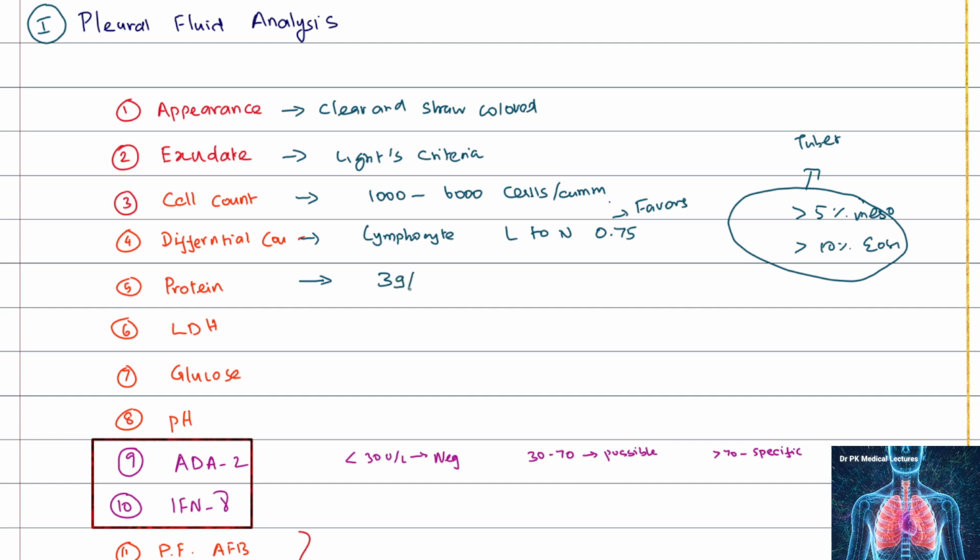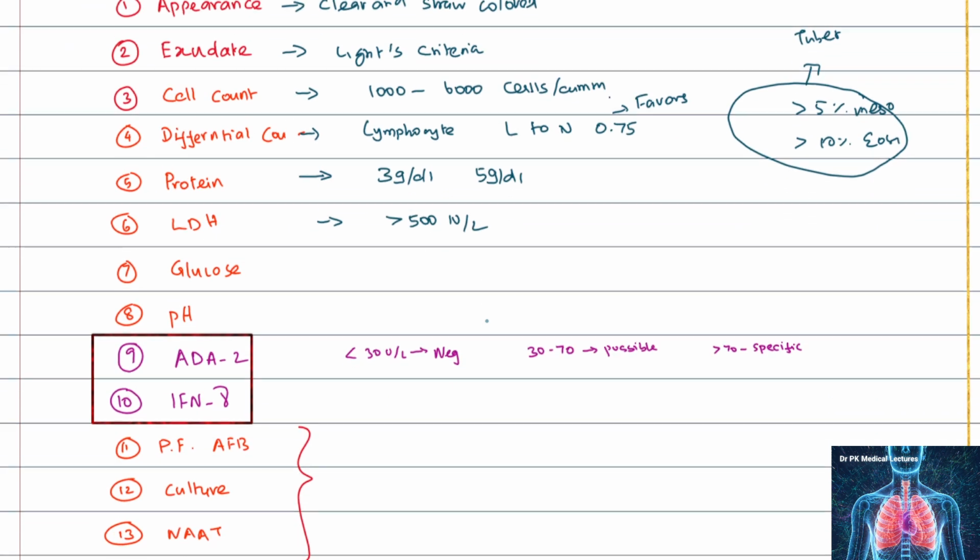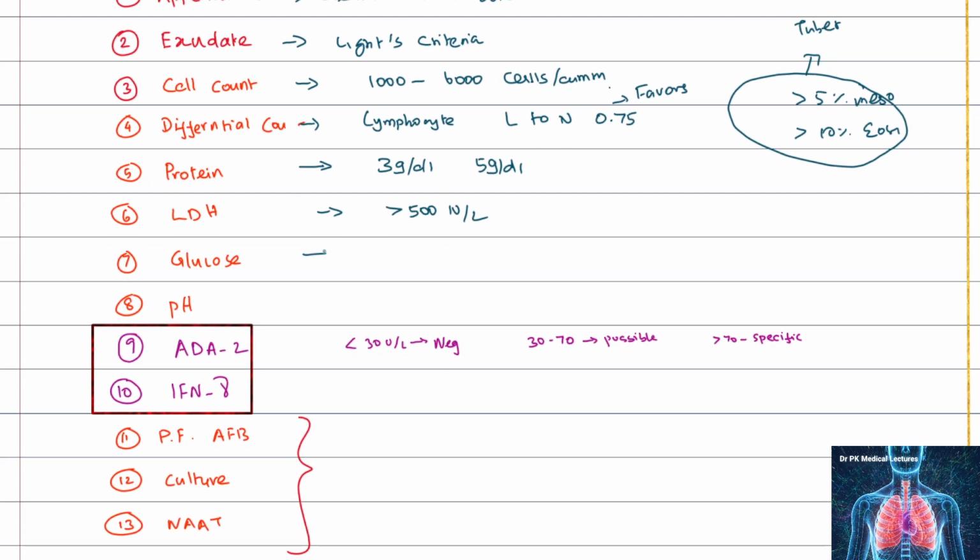It is 3 gram per deciliter. Even it can reach 5 gram per deciliter. LDH is also high, it is more than 500 international unit per liter, and glucose is low, it is less than 60 milligram per deciliter. Then the pH is 7.3, whereas the pH of normal pleural fluid is 7.4, that is slightly alkaline.